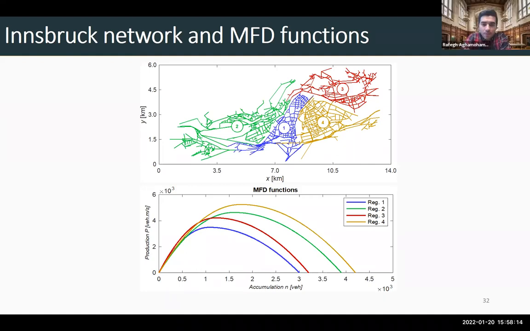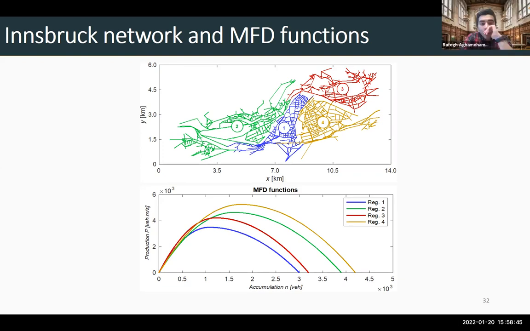So this means that the partitioning does not account for traffic features, in the sense that we don't know if the traffic conditions are homogeneous. So this is the first point. The other point is the fact that should we really consider dynamic partitioning for MFD? I do not think so.